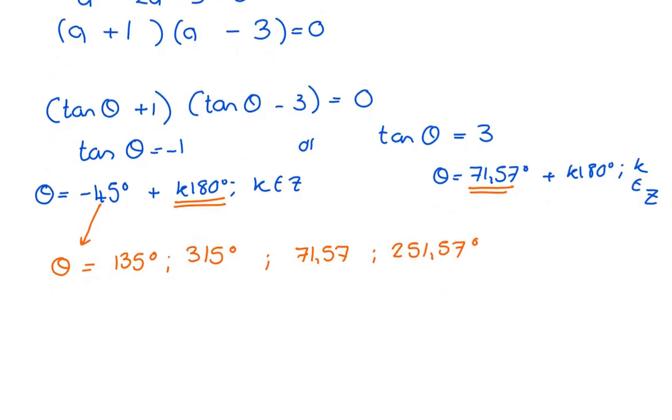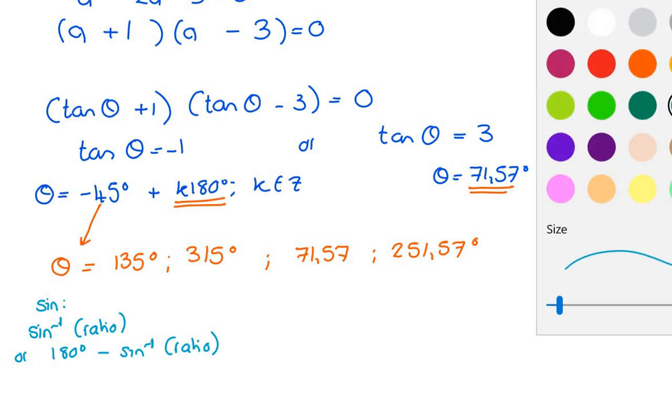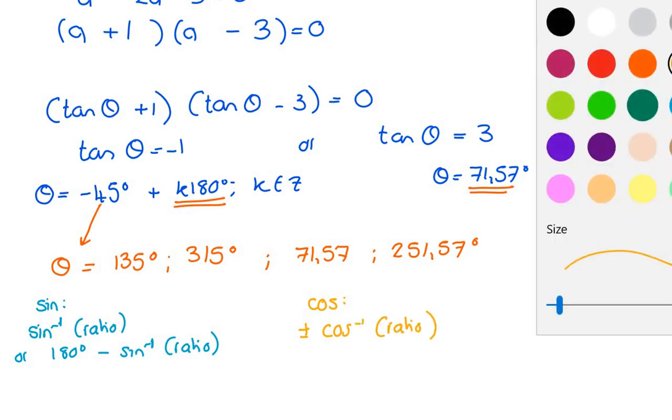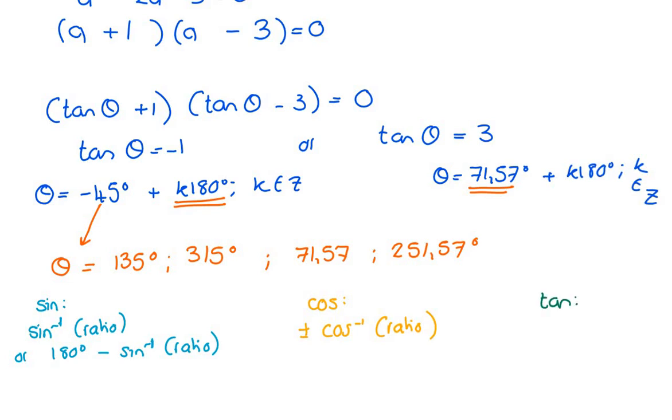So don't forget the method for sine. If I just quickly summarize them, the method for sine equations is you basically do shift sine of your ratio, even though if it's positive or negative you do the same thing, or you do 180 degrees minus what you get there. Don't forget to rather set these equations up before you start solving because it avoids issues. Okay, the cos one, I love cos because cos is just plus or minus shift cos of the ratio, and tan is even better because tan is just shift tan.